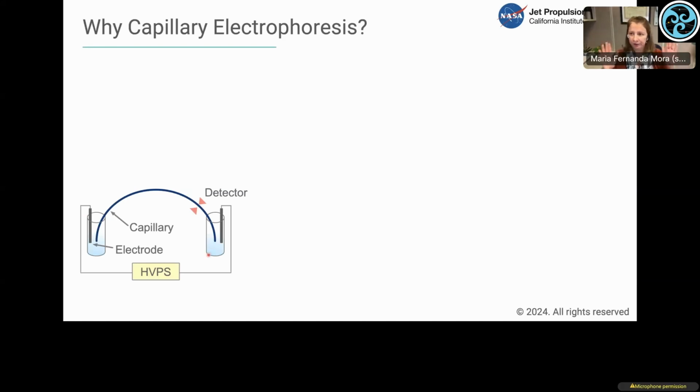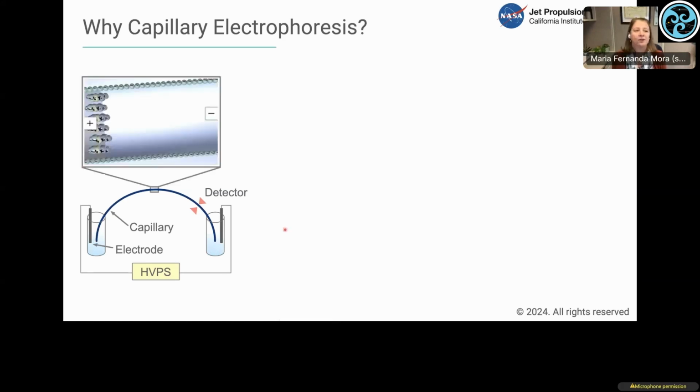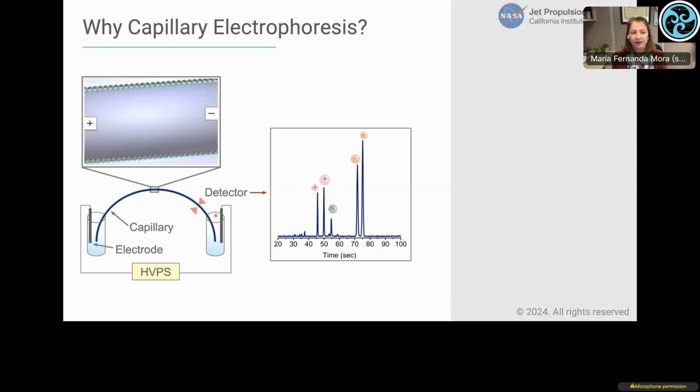And then we apply voltage between the 2 ends of the capillary. And what happens next is that the molecules start migrating towards the end of the capillary, and they get separated based on their size and their charge and the interaction with the media, the liquid that we have inside the capillary. And then at the end, we always have a detector system, and what we get looks something like this. We get peaks that represent each compound.